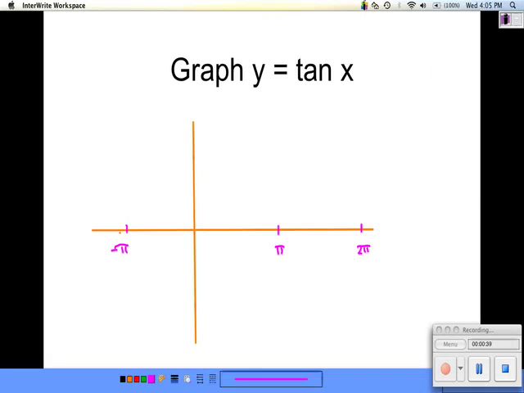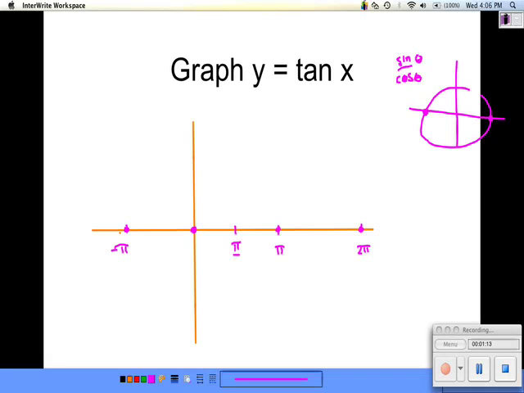So the tangent of 0, remember tangent is sine over cosine. At 0 degrees on this unit circle, the tangent there is 0. The tangent of pi, which is right here, is also 0. The tangent of 2 pi is also 0. So the multiples of pi, the tangent is 0.